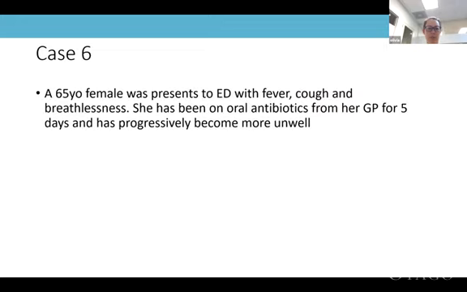Last case, so a 65-year-old female presents to ED with fever, cough, and breathlessness. She's been on oral antibiotics from her GP for 5 days and progressively become more unwell.